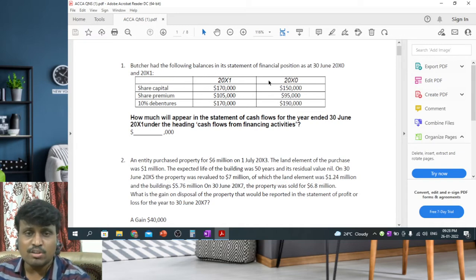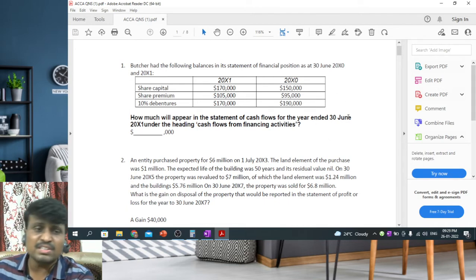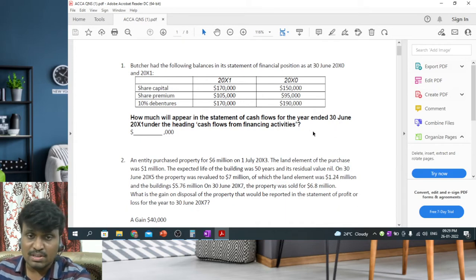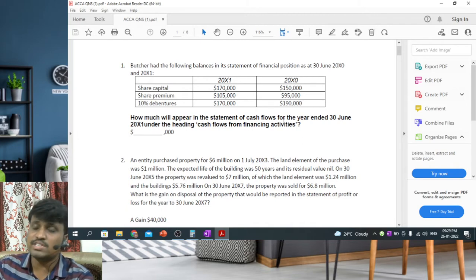answers in its statement of financial position as at 30th June 20X0 and 20X1, thousand debentures. How much will appear in the statement of cash flows for the year ended 30th June 20X1 under the heading cash flows from financing activity? So coming to the cash flows from financing activity, we need to consider issue of shares or a repayment or redemption of the shares or buyback of the shares or issue of debentures or loan obtained from any dividend paid. Even interest paid is also financing activity.